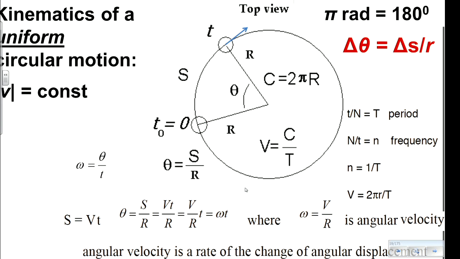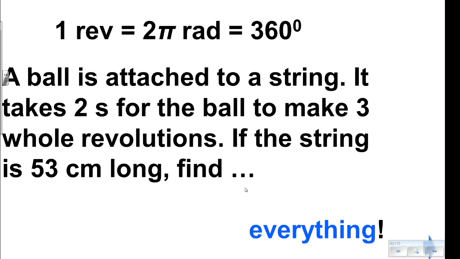is angular acceleration. Now, it is very important to remember that uniform circular motion or uniform rotation means that speed remains constant. When speed remains constant, we can use all these equations. If speed remains constant, the period is always the same, frequency, angular velocity, etc. So please read the problem, because I'm going to ask you a question about it.